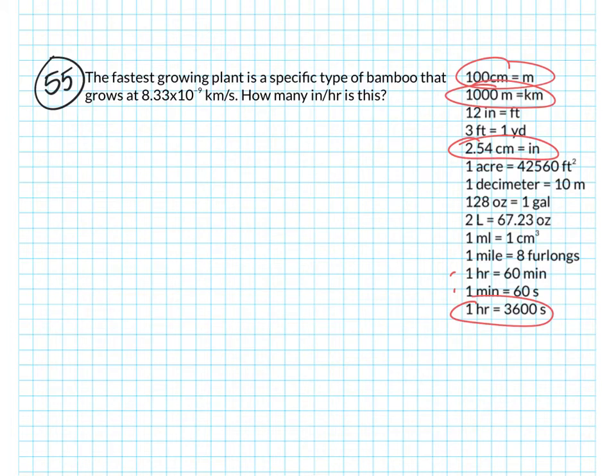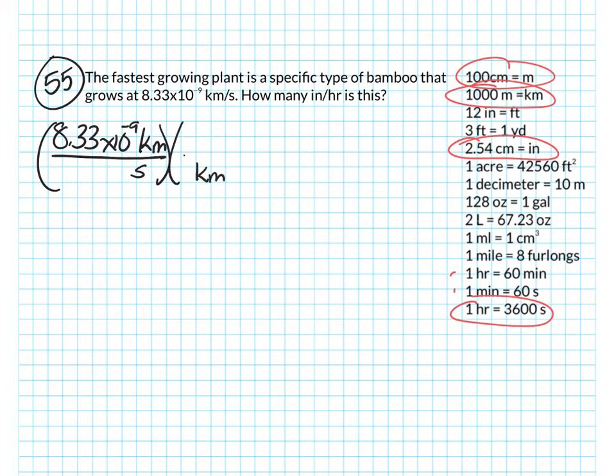Okay, let's get started. So I'm going to start with what I know. 8.33 times 10 to the negative 9 kilometers. Oh, that's over seconds. Okay, so kilometers to meters. So kilometers in the bottom, 1,000 meters in the top. And then meters to centimeters. So that's 100 centimeters, meters on the bottom.